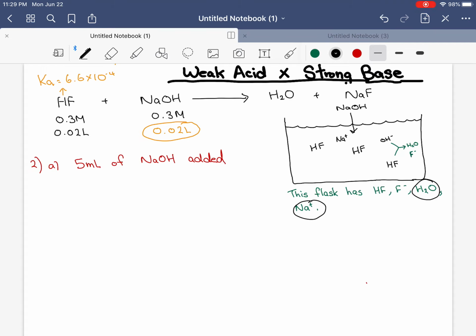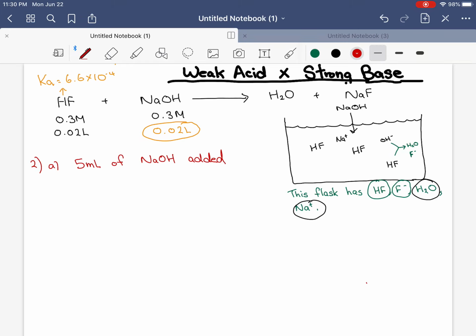Now I can tell you right now that this and this don't play a role in terms of calculating pH, at least not yet. Especially Na plus. Na plus is not going to play a role in determining pH. Water, in this case, won't either. So in this case, determining pH relies solely on HF and F minus. These two will determine the amount of H plus that this flask will have. Let's move on and see how this will work.